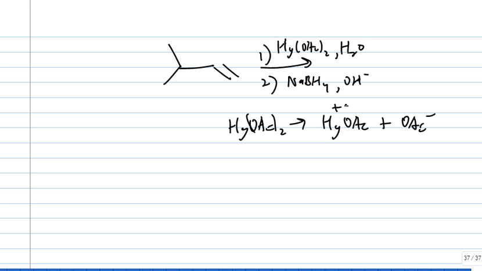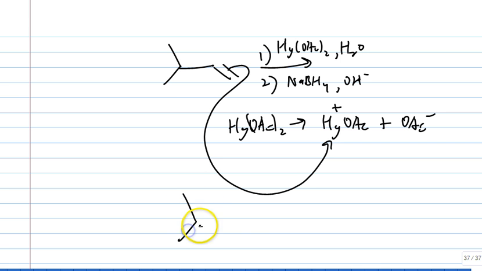Aha! Now I have something positive, right? And now this pi bond here can go after that positively charged thing, just like it went after H plus last time. So let's draw what that looks like. Always attach the positive thing to the least substituted side, just like we did with the H. Last time we put the H plus here and put the positive there. Same thing here. Put the Hg here.